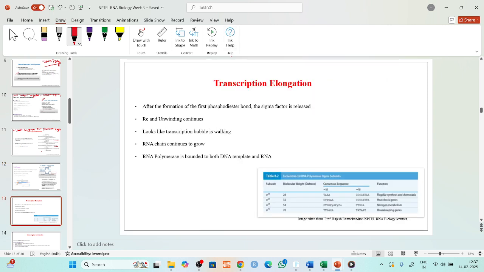So now we come to transcription elongation. When we talk about transcription elongation, what is transcription elongation now?